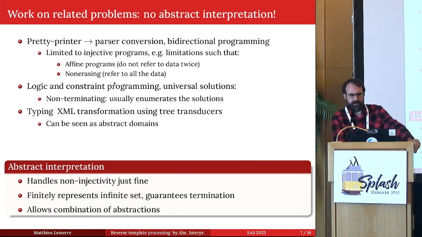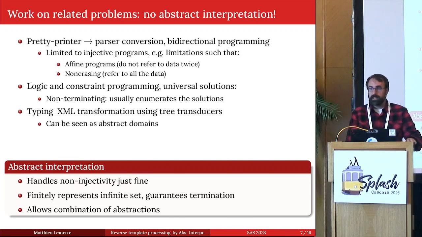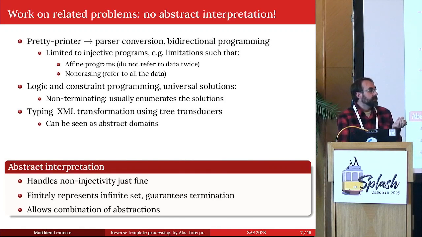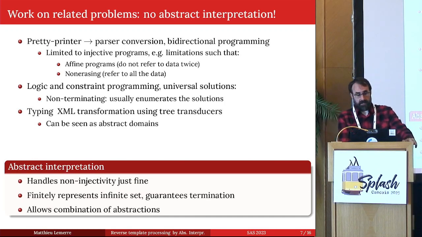There are also techniques for typing XML transformations using very complex abstractions like tree transducers. And I think this should be seen as an instance of abstract domains. And if you see them as abstract domains, then you can combine them with other abstractions, which can be done in the current work. So, in the end, abstract interpretation will handle non-injectivity just fine. It will allow us to finitely represent an infinite set and so guarantee termination. And it will allow combination of abstractions. So it's interesting that nobody tried it before.